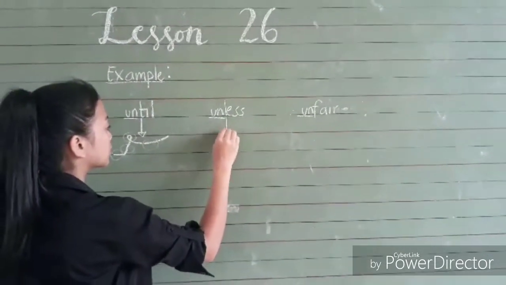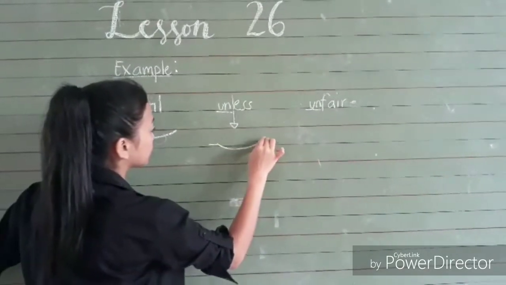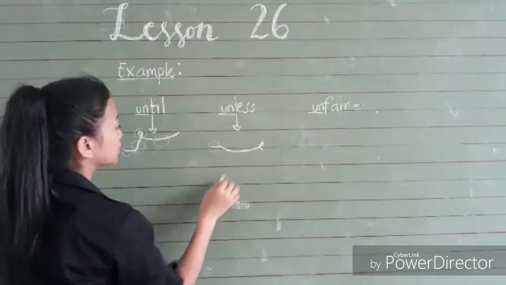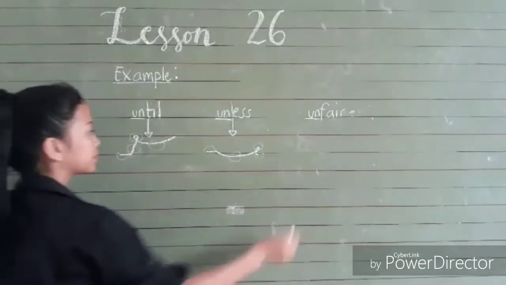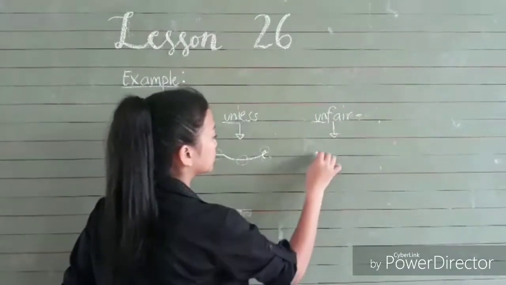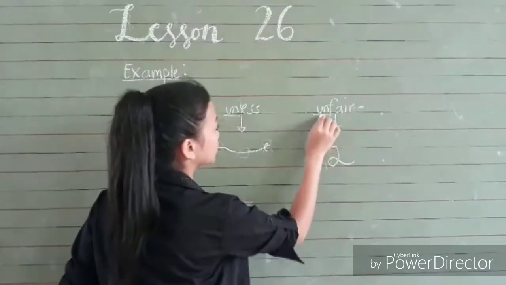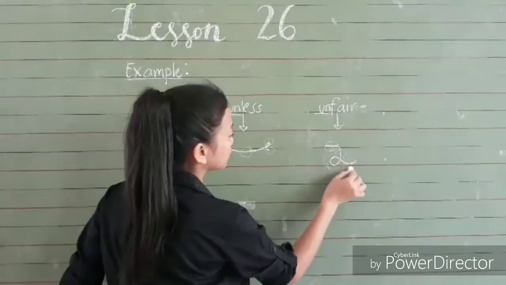However, unless is written in shorthand like this, which is represented by N, L, E, and S. And last word is unfair, which is represented by N, F, A, and R.